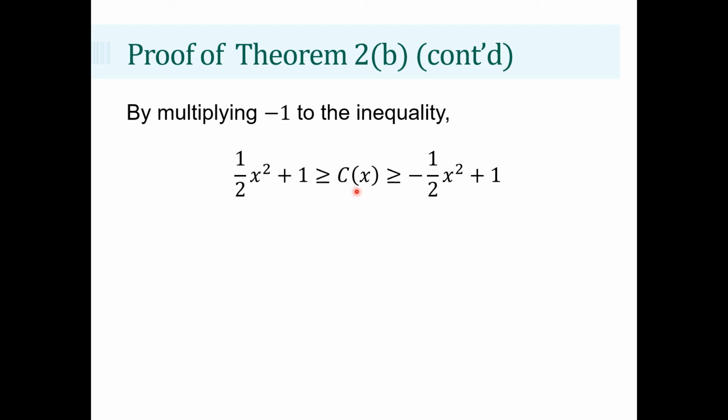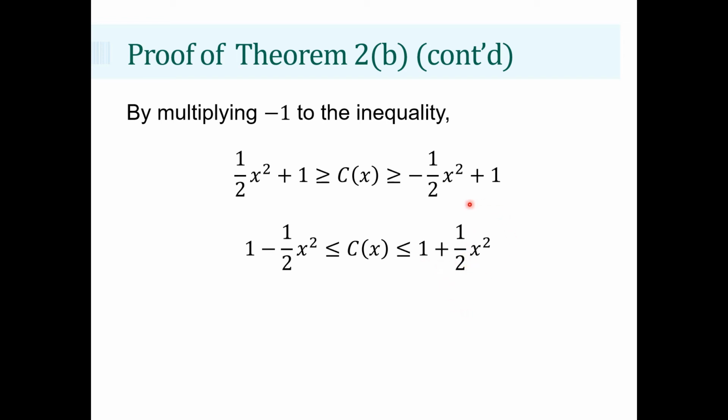So here we now have c of x is less than or equal to 1/2 x squared plus 1, but greater than or equal to negative 1/2 x squared plus 1. Or in standard form, that is just equal to c of x is greater than or equal to 1 minus 1/2 x squared, but less than or equal to 1 plus 1/2 x squared.